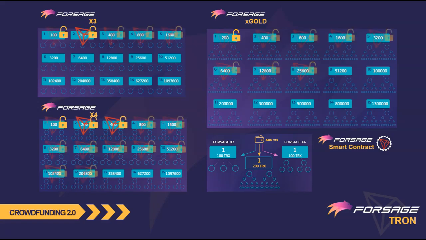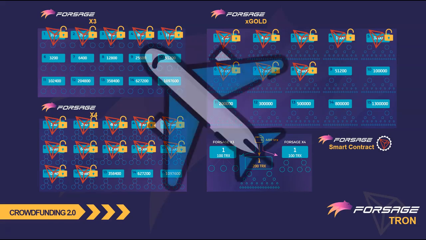The goal here is obvious. You want to receive larger and larger contributions of Tron, which simply translate into aggregating as much Tron as possible for your campaign that can in turn be exchanged for fiat currency and spent as you wish. This is the 30,000-foot view of what Forsage is really all about.